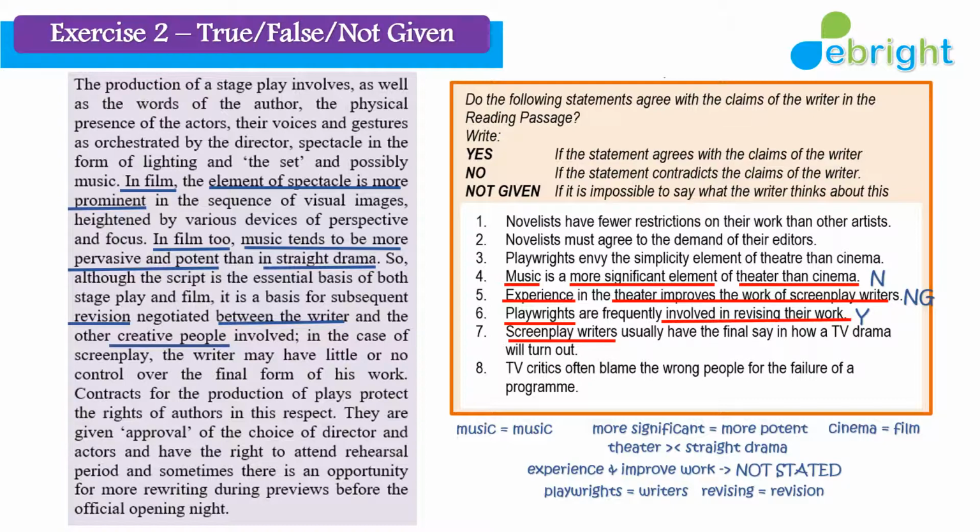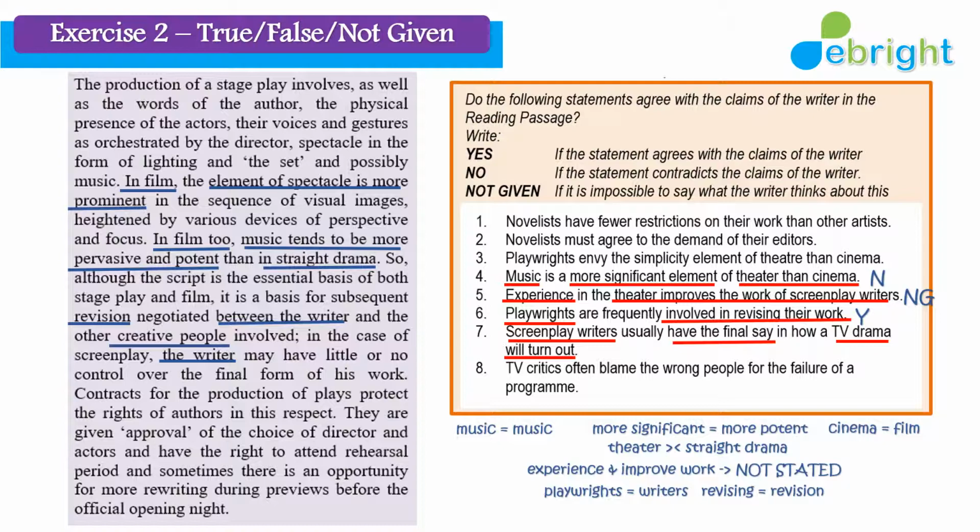As for number 7, the first clue, let's read the sentence first. Screenplay writers usually have the final say in how a TV drama will turn out. The first clue, screenplay writers. You've got have the final say. TV drama will turn out. Let's find these keywords in the passage, if any.